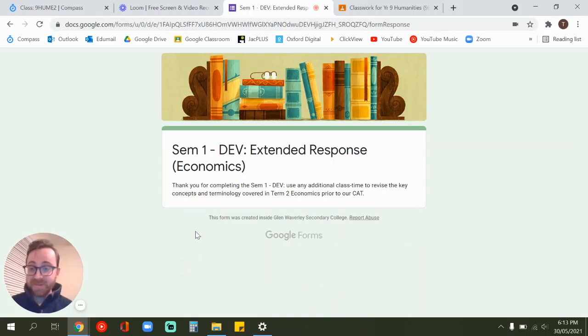So if you don't see this screen, that means you haven't finished the dev. You need to submit this and then see the screen. Don't just close out of the window. You won't actually give your teacher your answers. Once you finish that, because it's going to take you roughly, again, 10 to 15 minutes for the dev, 5 minutes to read the instructions, whatever, you should still have 30 minutes left in this lesson.